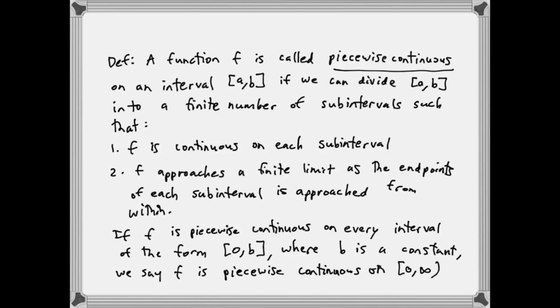Okay, so there are a couple of things we're mentioning here. All of this is what it means. So all of this is what it means for f to be piecewise continuous from a to b. But then we're saying if from 0 to any number it's piecewise continuous, then we say that f is piecewise continuous on 0 to infinity, okay? So that's what this last part is defining, what that means.